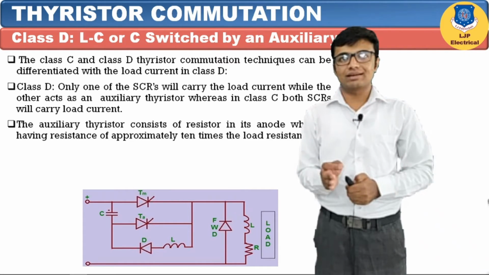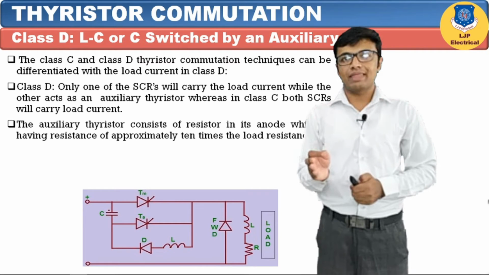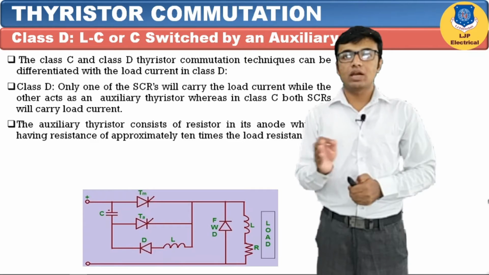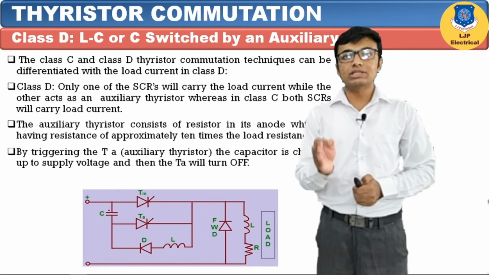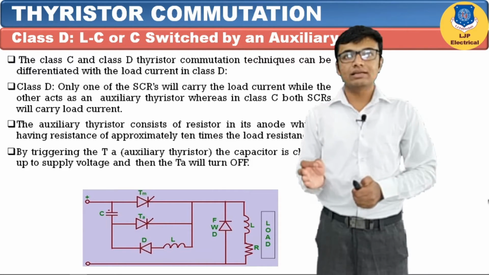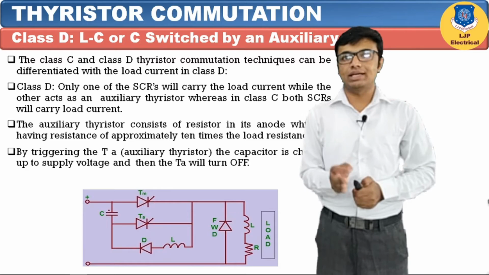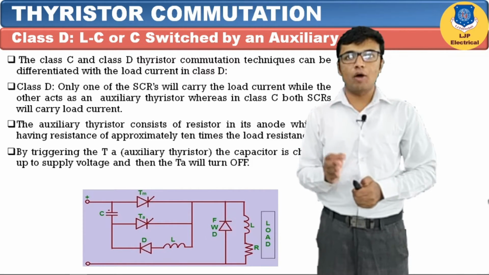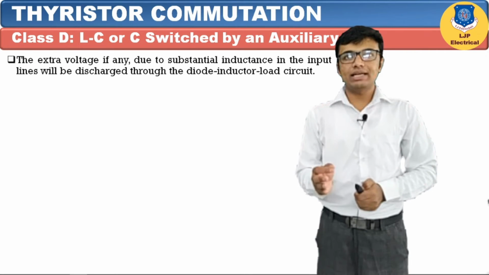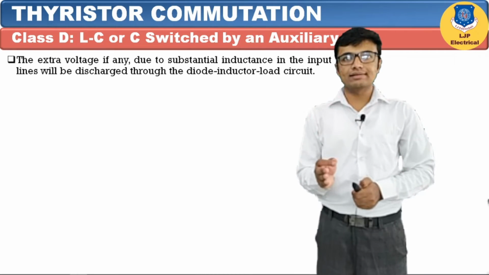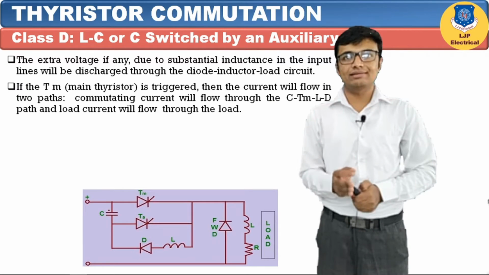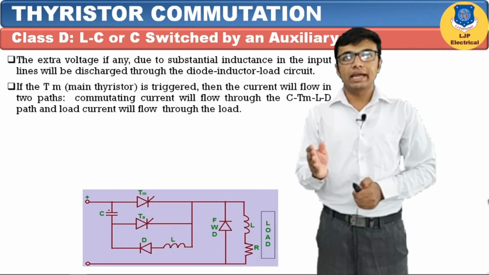The auxiliary thyristor consists of a resistor in its anode circuit, having a resistance of approximately 10 times the load resistance. By triggering the auxiliary thyristor, the capacitor is going to charge up to the supply voltage, and then thyristor TA will turn off as it will face the negative supply of the capacitor. So the extra voltage, if any, due to substantial inductance in the input line will be discharged through the diode, inductor, load circuit. Same if we turn on the main thyristor, then current will flow in two paths.